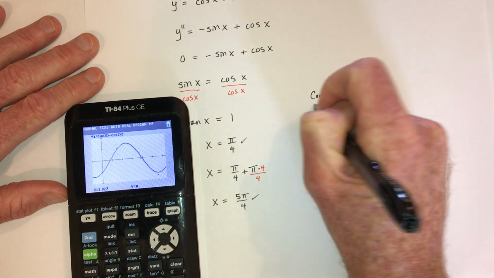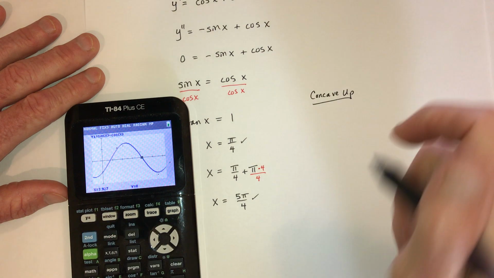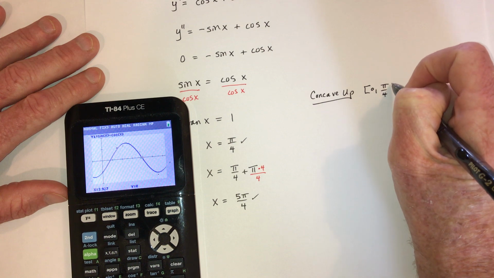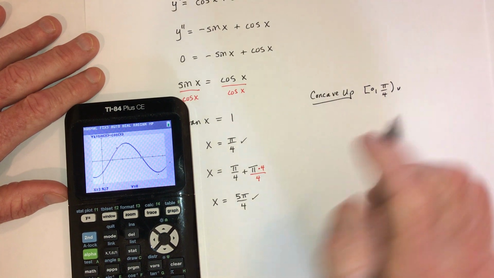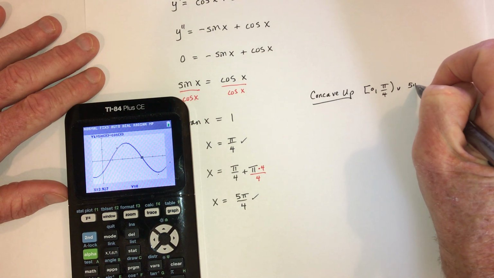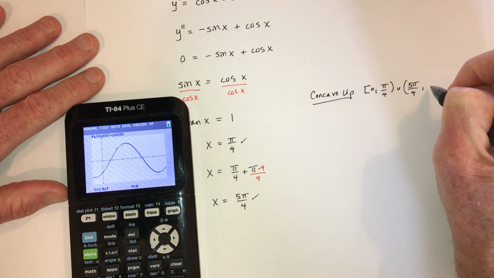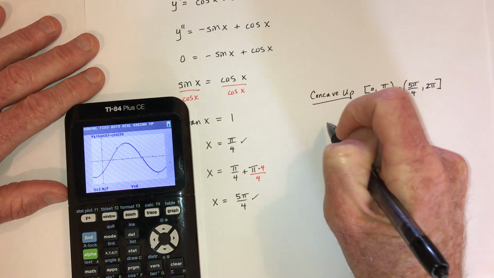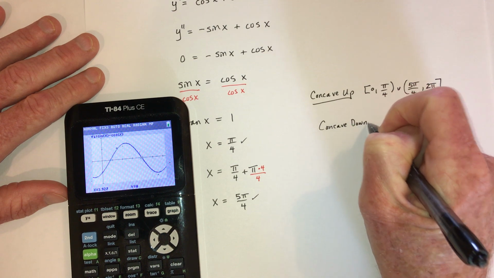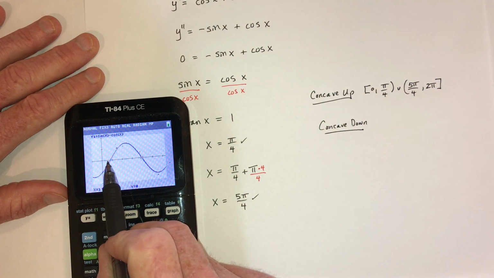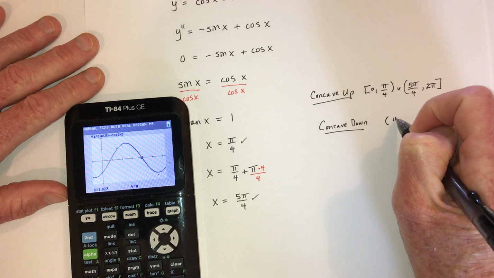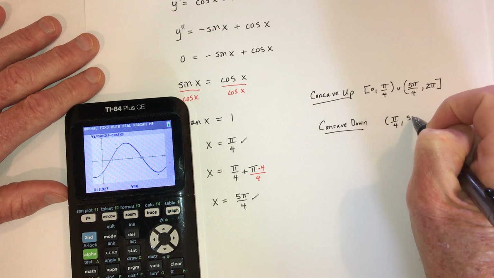So concave up is this left part, which would start at 0 and then go until pi over 4. And then also this last part on the right, which goes from 5 pi over 4 to 2 pi. And then for concave down, that's the middle. So this part is concave down, that's the middle. So that's between pi over 4 and 5 pi over 4.